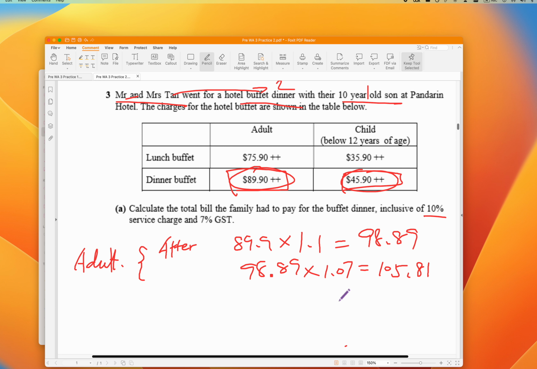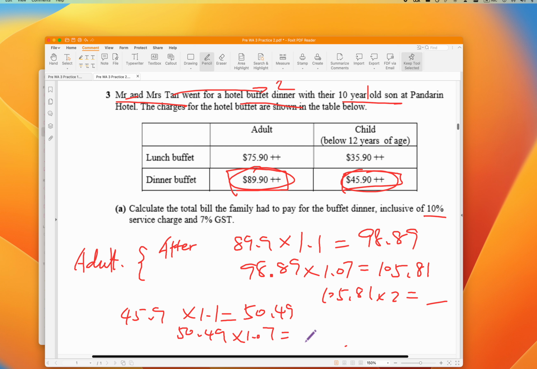So you have two adults, then you just times 2 here, right? Then for the child is 45.9. You times 1.1, and then this one, what's the answer? 45.9 times 1.1 is 50.49. Then this one also times the 1.07, no? So what's this?